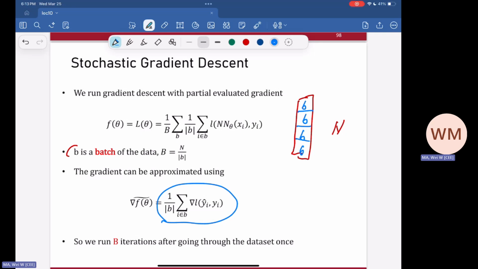The stochastic is because the gradient is stochastic. Okay, you don't evaluate the actual gradient. You only use part of the data to evaluate the gradient.